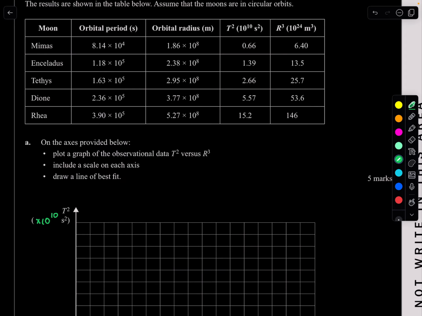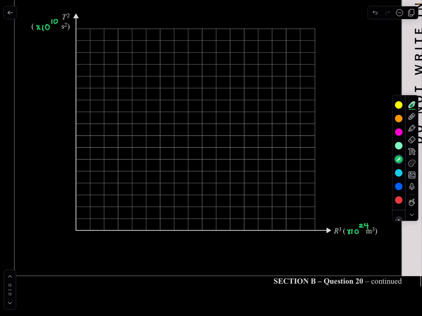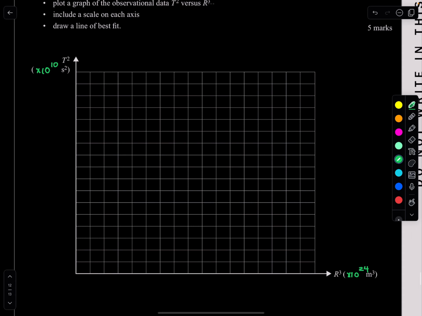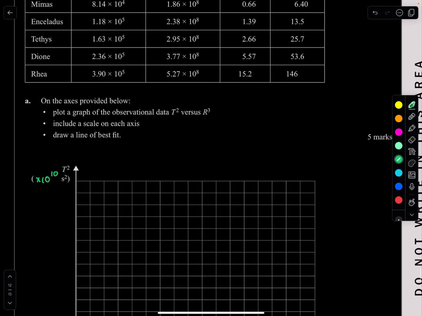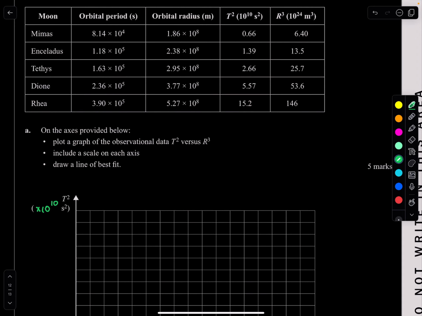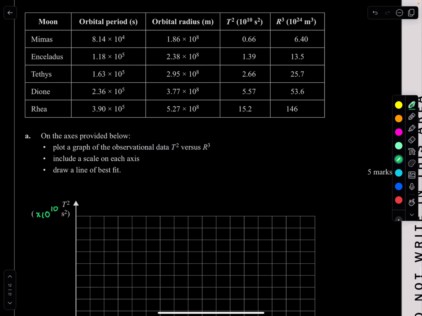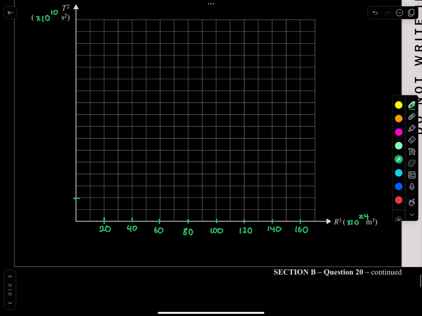If I go by tens, is that good? So that means that's 20. Yeah, I think that's good. So 20, 40, 60, 80, 100, 120, 140, 160. That looks good. And what about the other one? The max it goes is 15, so I think I'll go by ones.